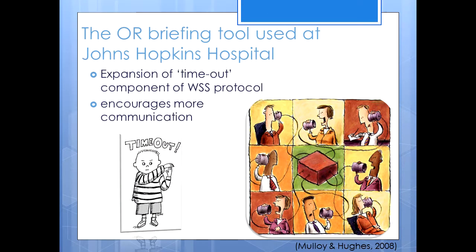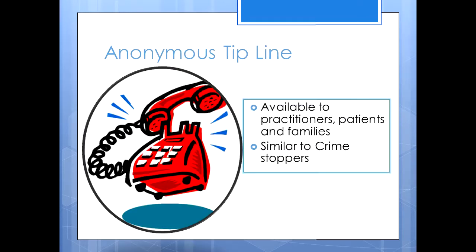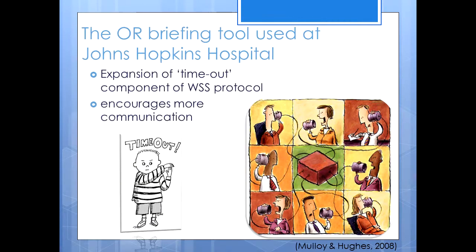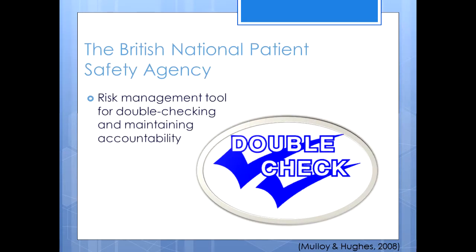The operating room briefing tool that's used at Johns Hopkins Hospital involves the expansion of the timeout part of the universal protocol by encouraging more communication and dialogue between each healthcare team within the healthcare setting. So between the nursing team, the surgical team, and so on and so forth. The British National Patient Safety Agency introduced a risk management tool, and it created a system of double checking and determining the people who are accountable for each surgical marking site at different stages.